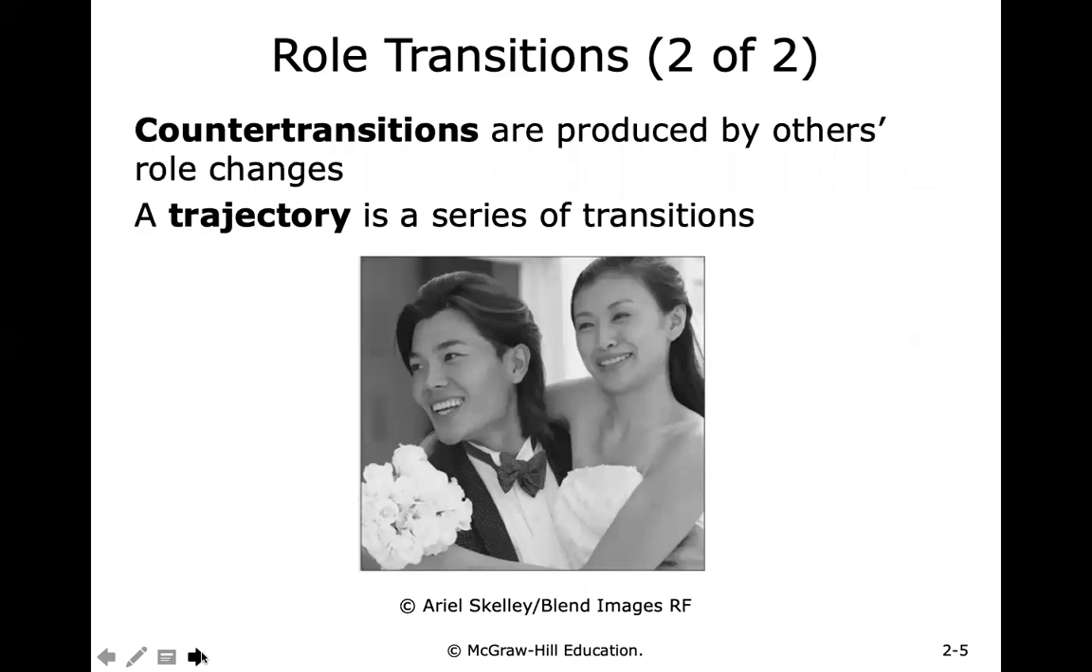There are counter transitions, which are transitions that are produced by others' role changes. So for example, if we are looking at a set of parents who are getting ready to see their daughter or their son get married, as you can see in this picture, the role transition doesn't occur through anything that the parents did. The transition occurred through what the children did, and that is get married. So the parents become an in-law, a mother-in-law or a father-in-law.